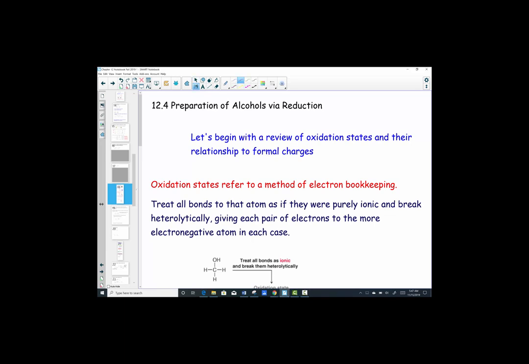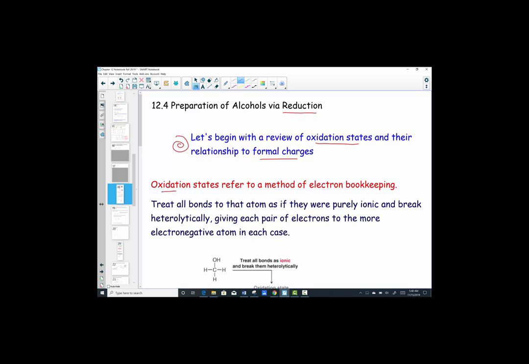We are continuing in our alcohols chapter, looking ahead now into section 4, preparation of alcohols via reduction. Both oxidation and reduction will come up in our chapter, and I wanted to take an opportunity to reinforce how we define the terms oxidation and reduction in organic chemistry. So I'm going to begin with a review of oxidation states and their relationship to formal charges, because they are indeed not the same. I don't want us to be confused about how we arrive at oxidation numbers versus assigning formal charge when deciding the best Lewis dot structure.